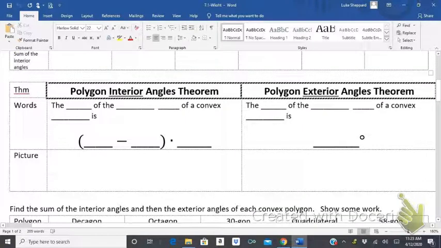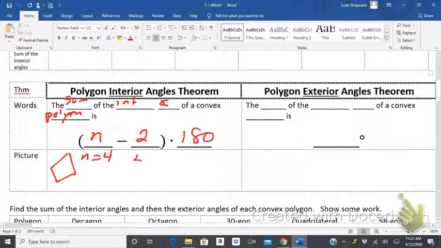The next part, the polygon interior angles theorem, means that the sum of the interior angles of a convex polygon is n minus 2 times 180. So if I just draw a random shape, it doesn't matter what that shape looks like. This has 4 sides, so n equals 4. So it's going to be 4 minus 2 times 180. And 4 minus 2 is 2, times 180 is going to give me 360. So that tells me that there's 360 degrees.